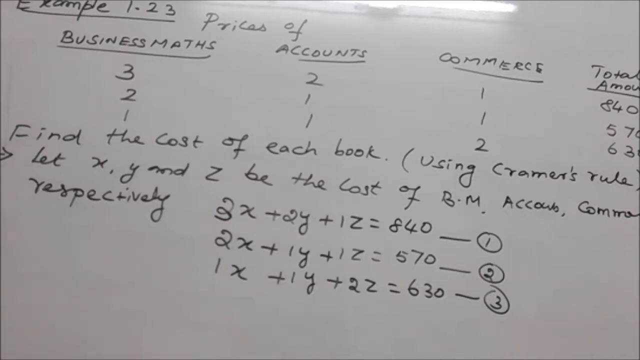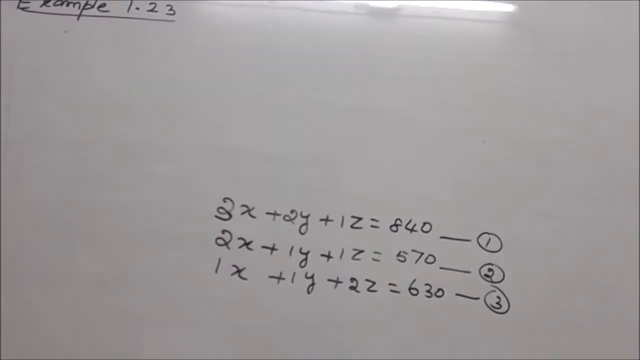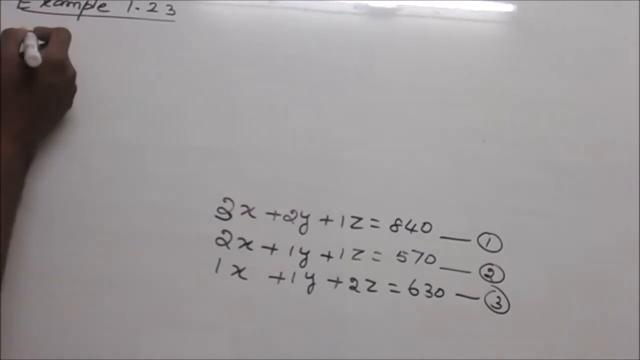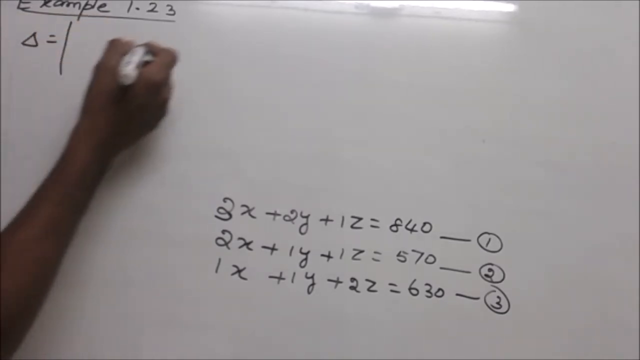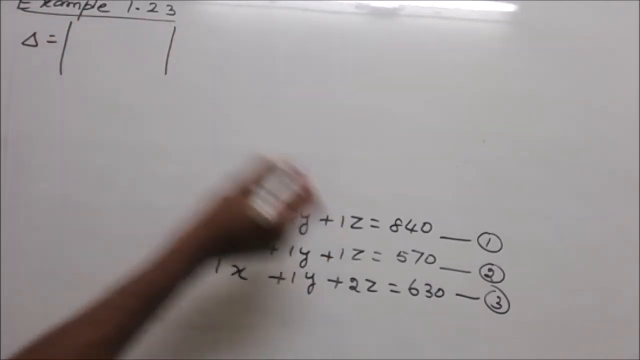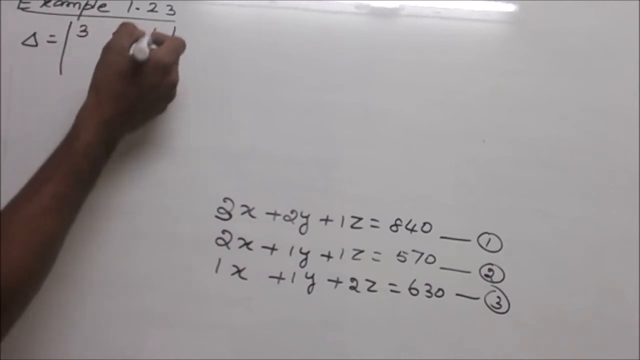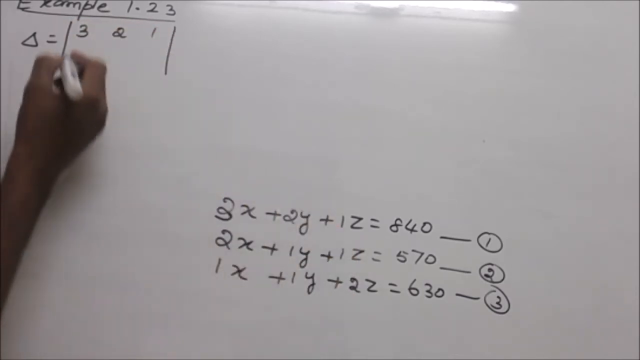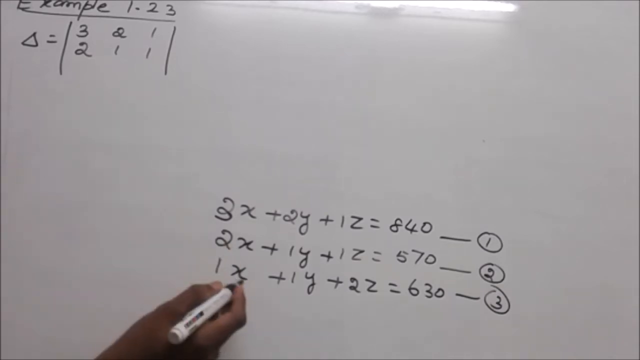For that, we should find delta, delta x, delta y and delta z. Then finally we can conclude the answers: x is equal to delta x by delta, y equal to delta y by delta and z equal to delta z by delta. Delta is equal to the determinant of the coefficient matrix 3, 2, 1, then 2, 1, 1, then 1, 1, 2.